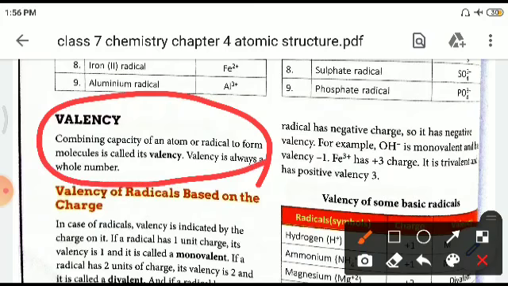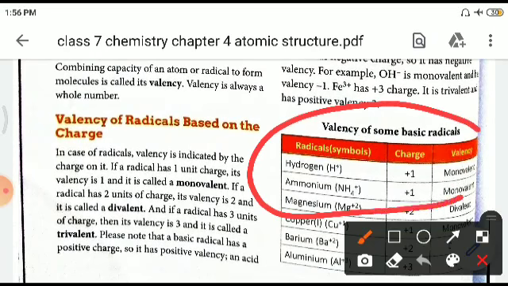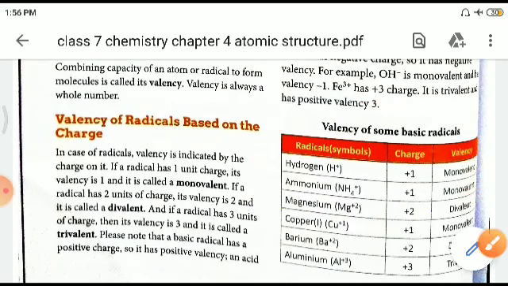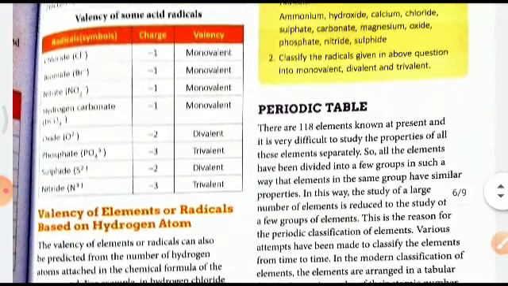Now how is it? It's illustrated below that in case of a radical, valency is indicated by the charge on it. See here, children, in this chart the first is H+, so no number is there, but there is a single plus, that means 1. So the charge is +1 and it is monovalent. Then ammonium NH4+, only one plus is there, so again it's monovalent and +1, and so on and so forth. These valencies you need to learn by heart.